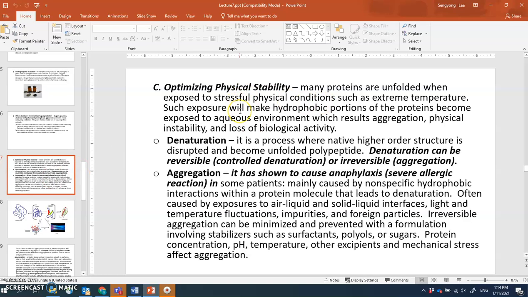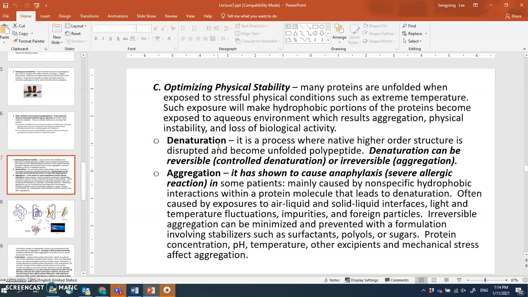Optimizing physical stability. Okay, so many proteins are unfolded when exposed to stressful physical conditions, like temperature fluctuation. Okay, exposure will make hydrophobic portions of a protein become exposed to aqueous environment. Then you'll form aggregation. Okay, it's like boiling, the same way. Then physical instability and a loss of biological activity. Your drug will lose its structure and function. That's not good. So denaturation is a process.